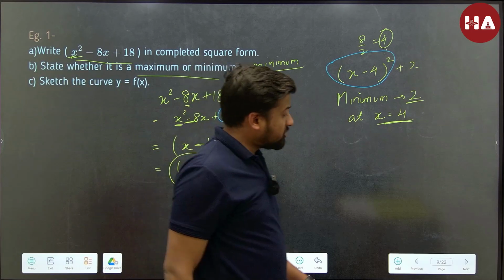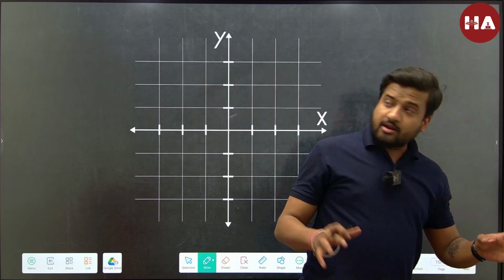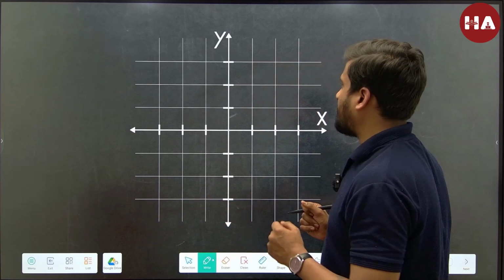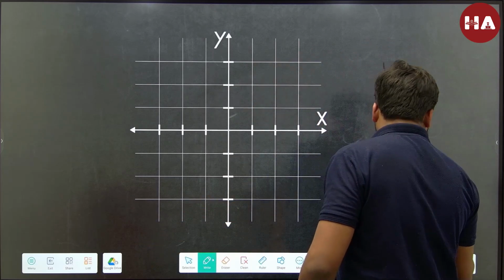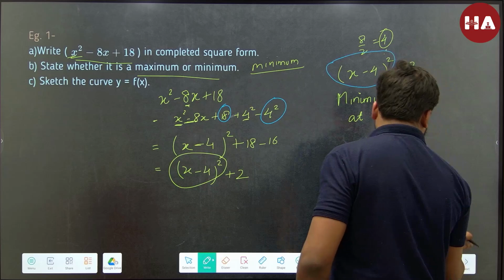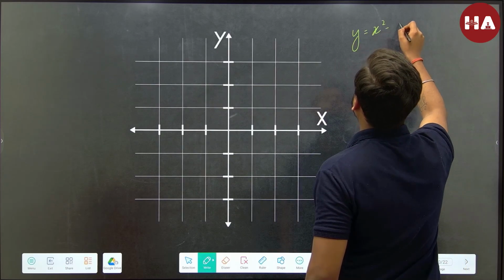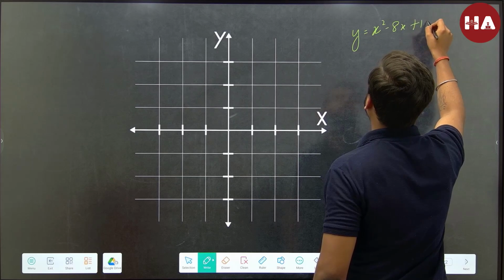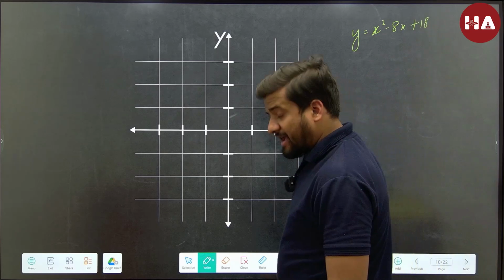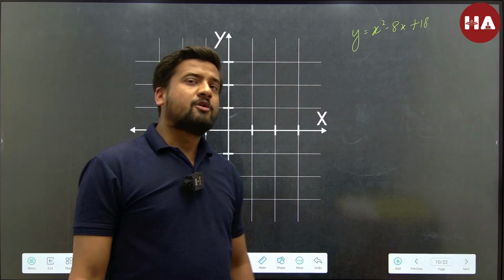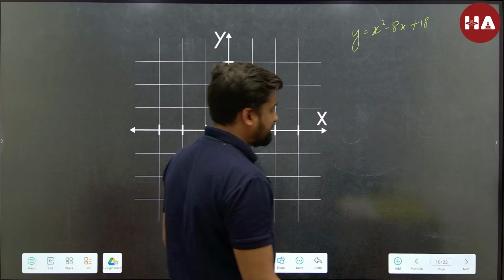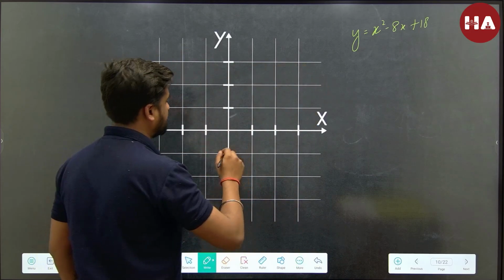Alright, now let's move on to sketching the graph. Now there are two ways to sketch this graph. What was your initial equation? x squared minus 8x plus 18. My initial equation was y equals x squared minus 8x plus 18. Yes? Alright. Now, we all know the minimum value, okay, first let's draw this.